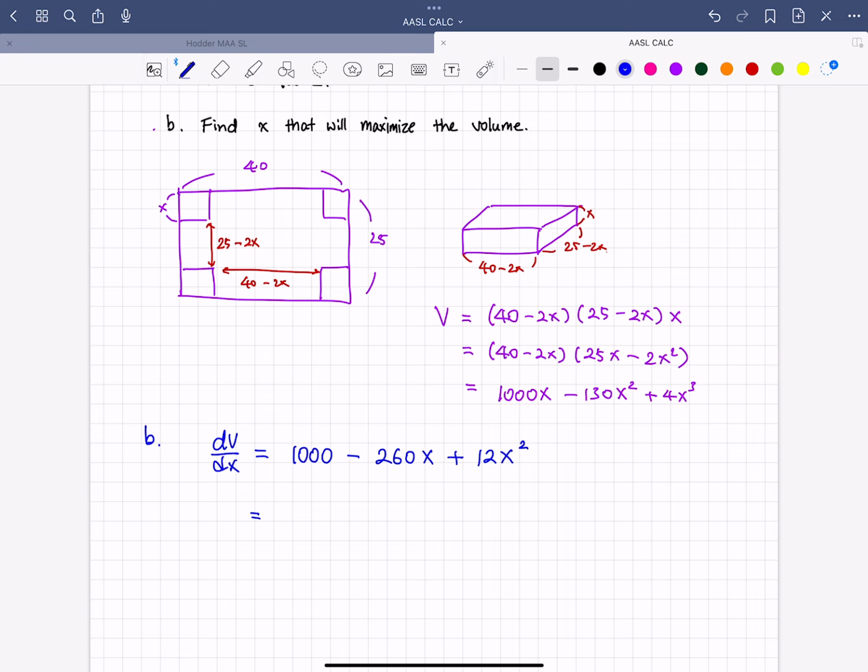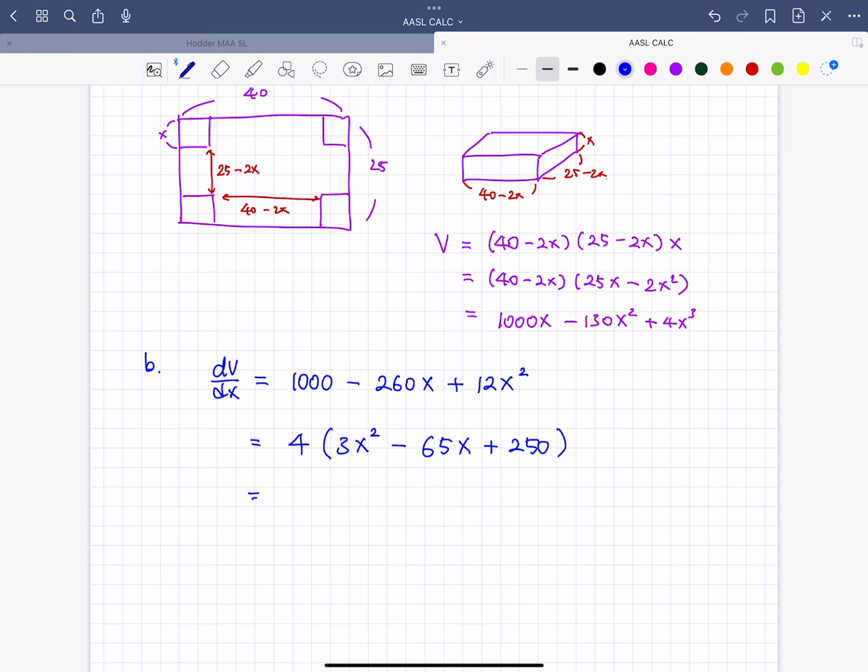Okay. I think I can factor out 4. And now I'm just going to change the order. So that's 3x squared minus 65x plus 250. Yeah. And then I should be able to factor out the quadratic as well. All right.